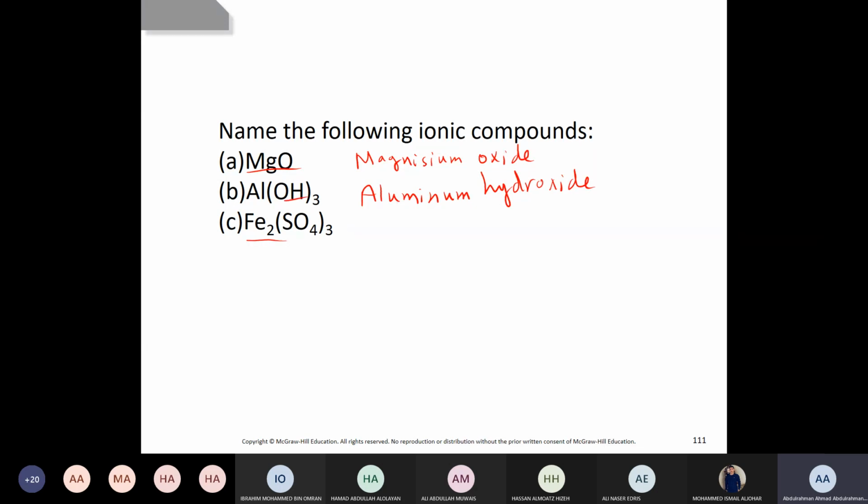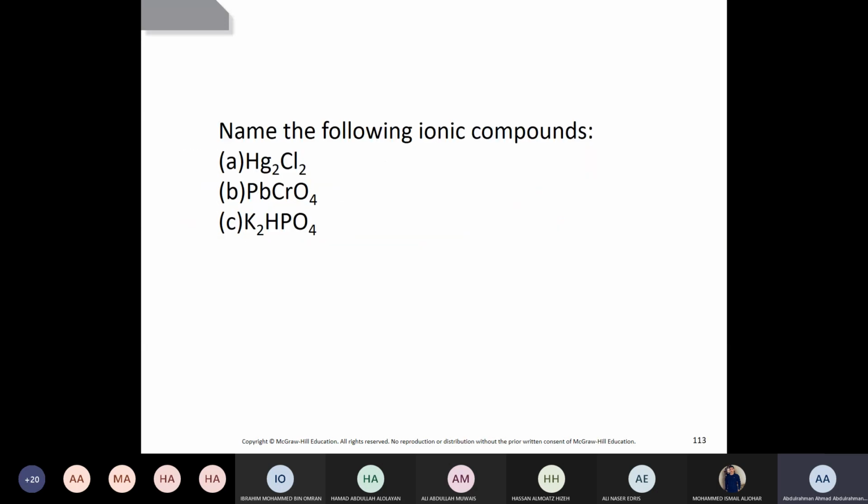Okay, third one. Iron 3 sulfate. We say 3 now because it's a transition metal. Iron 3 what? Sulfate. Sulfate, exactly. I hope you know how to do it. Good.